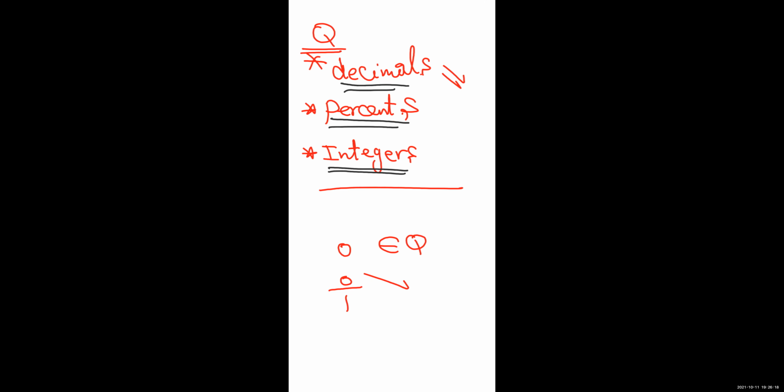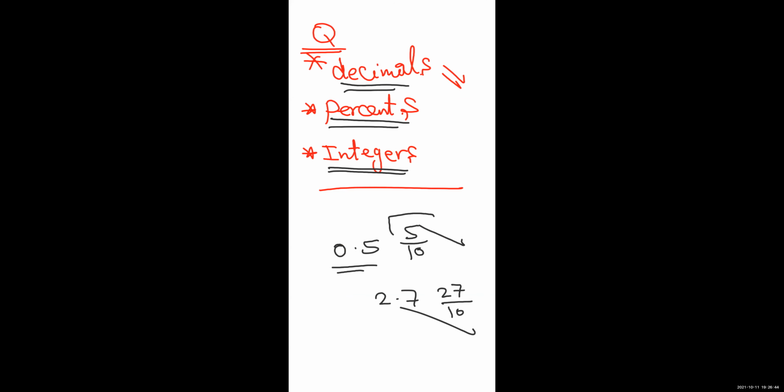Okay? Decimal means any number that contains a decimal point, like 0.5, 2.7. This one is 5 over 10, this one is 27 over 10. So this is rational, this is rational. We can write it in the form of A over B, and B not equal 0. Here B equals 10, here B equals 10. So it's a rational number, of course.